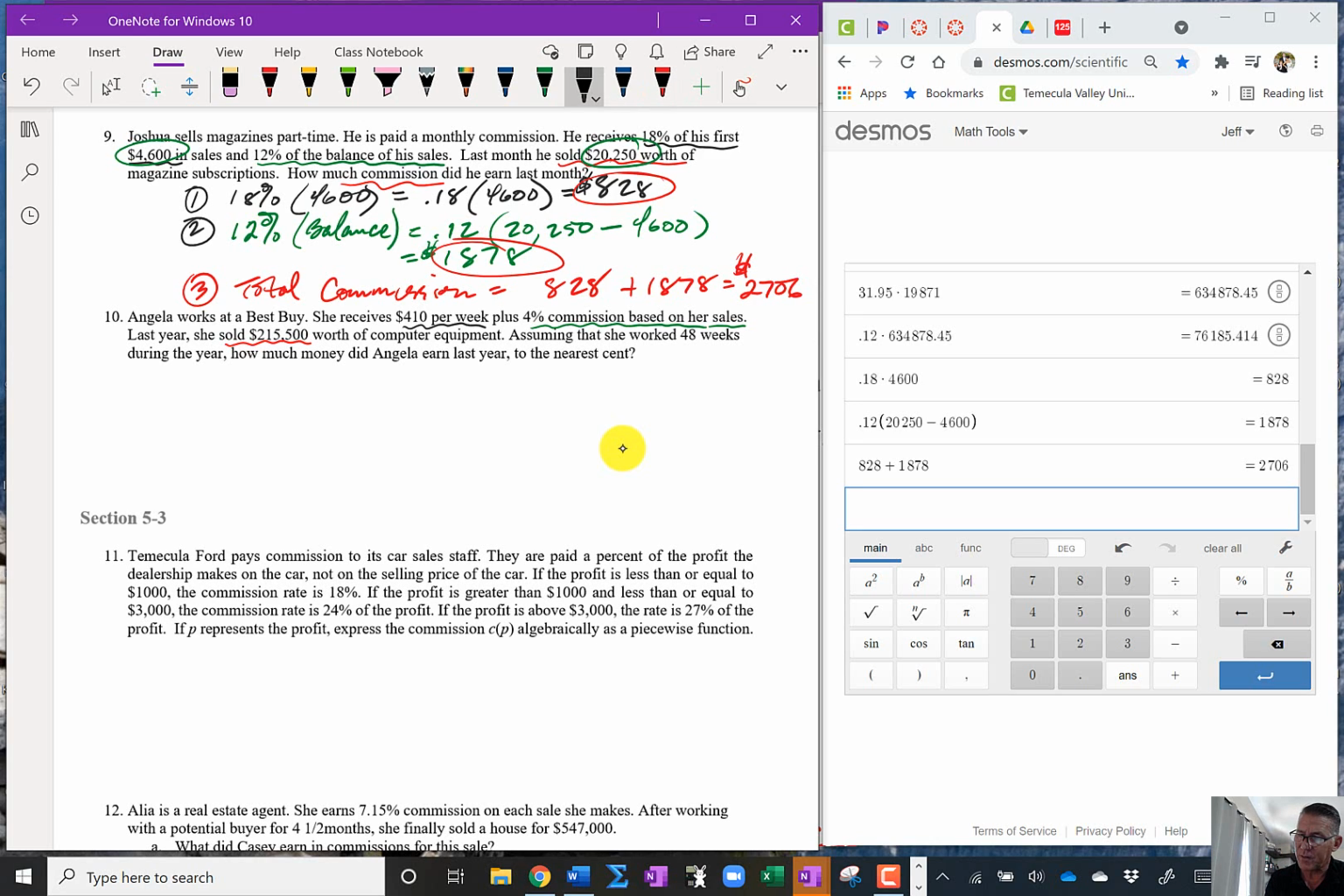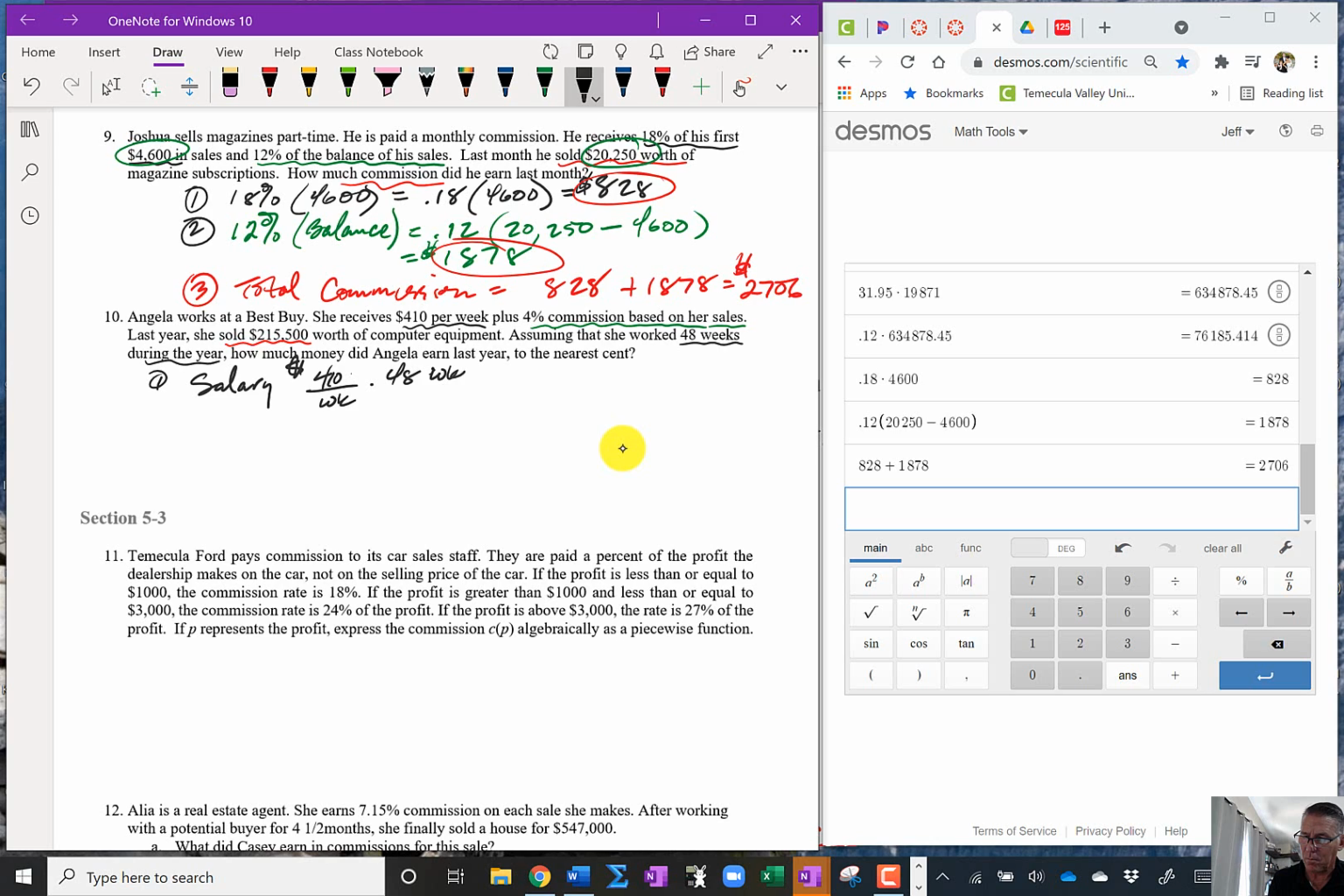So we have to multiply this. We have to take 410 times 48. So she's getting $19,680 per year. Now she also gets the commission, so let's calculate the commission. Step 2, commission.